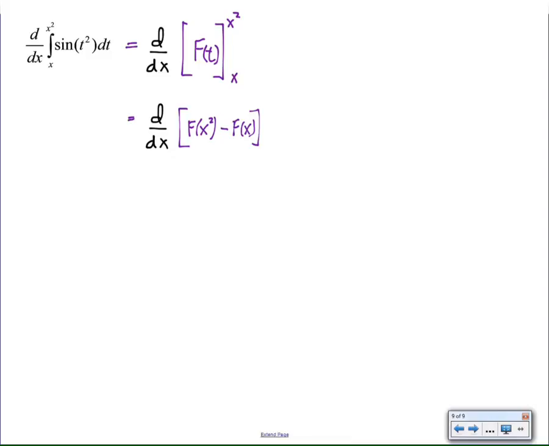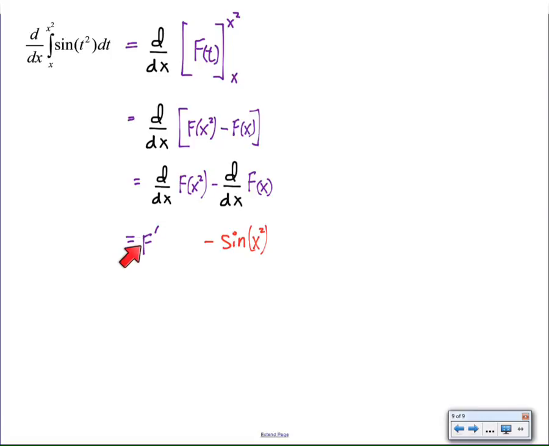Now, the derivative of a difference is equal to the difference of the derivatives, just to micromanage a little bit. And the second derivative that I see there is pretty straightforward. That is, the derivative of big F of x is sine of x squared. I knew that because of the fundamental theorem of calculus and all that stuff we did in the previous slides. Over here it's a little bit different though, because if I take the derivative of F of x squared, I got to remember the chain rule.